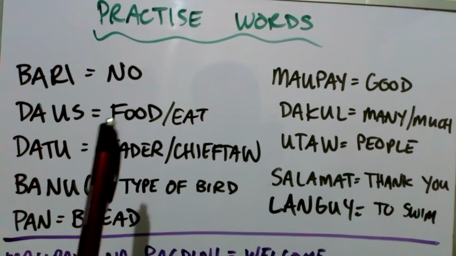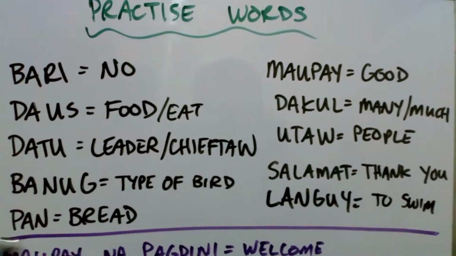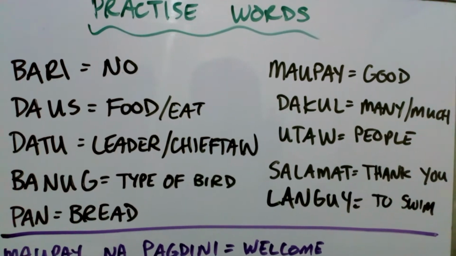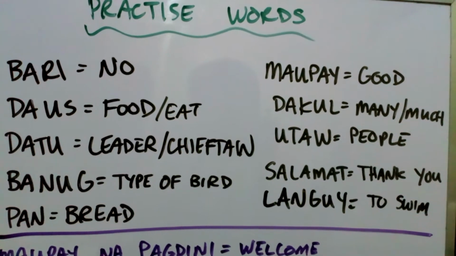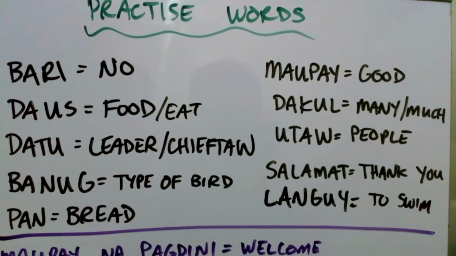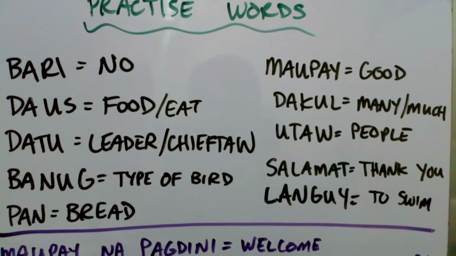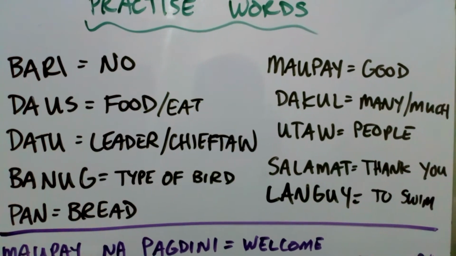Bari meaning no, okay? Bari meaning no. Now, some people might use the borrowed o if they want to say yes, right? O or o, which means yeah, like you're agreeing. But bari means no.